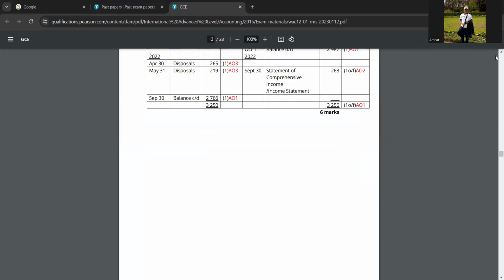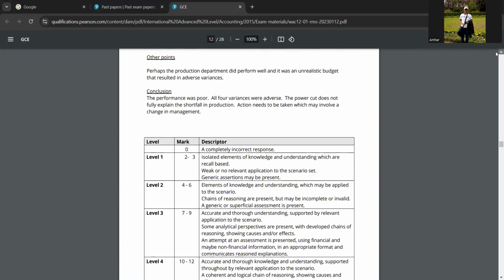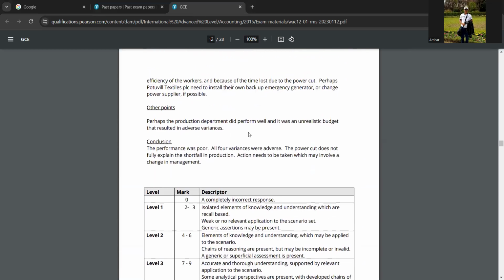And for other points, what you can say is perhaps the production department did perform well, and it was an unrealistic budget that resulted in adverse variance. So the budget was unrealistic, so that's why it resulted in adverse variance. And then for conclusion, you can say the performance was poor. Okay, because the good performance had only like 1 point and explanation, but the poor performance had so many points because there were so many adverse variances.